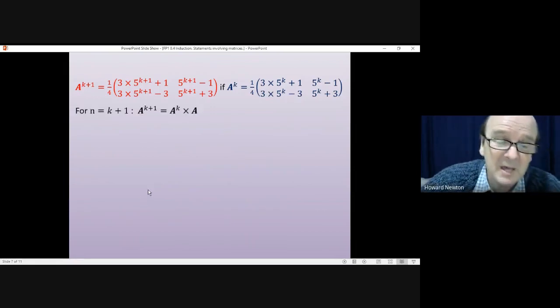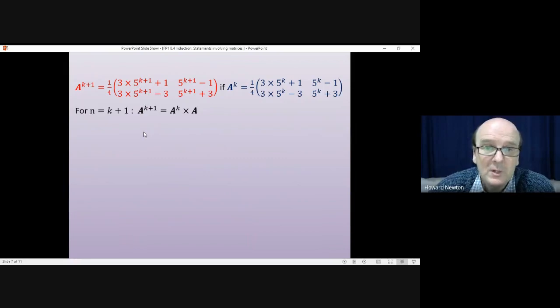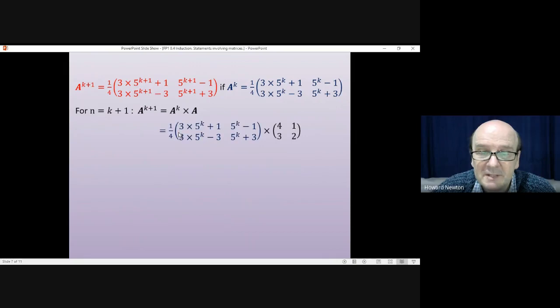Quite like some of the other proofs by induction, we look at A to the power of k plus 1. So we consider n equals k plus 1. And A to the power of k plus 1 is just A to the k times A. But both of these things we know. A to the k we are assuming is that, so we can substitute that in. And A we know, we were told it in the question. Now comes a bit of matrix multiplication.